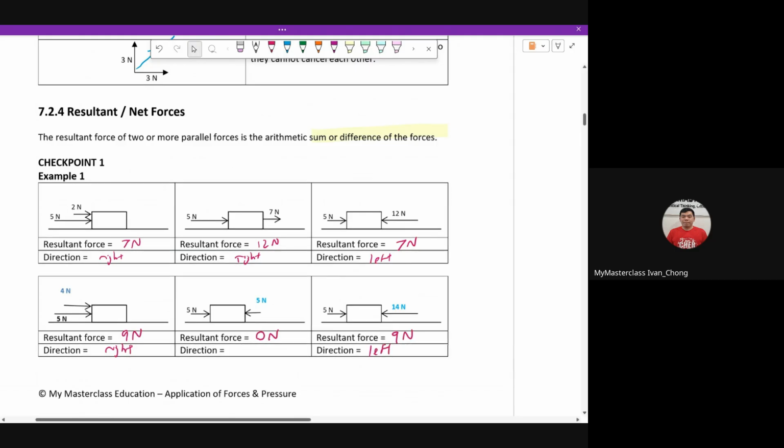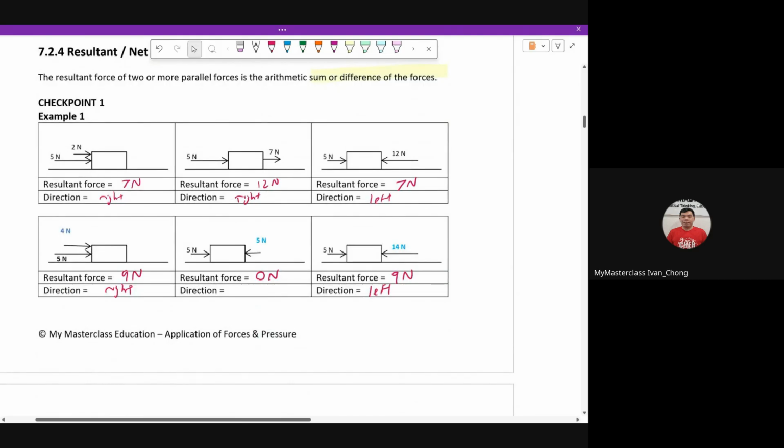Okay. And just be careful. Some schools, they don't actually accept resultant force is 0. If you're explaining it, you should write that there is no resultant force.